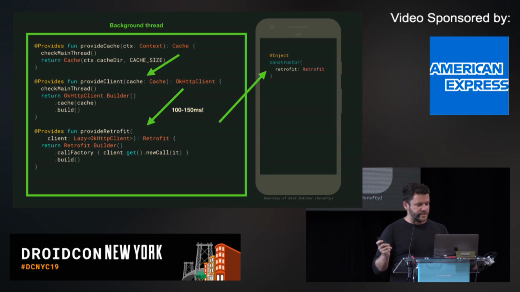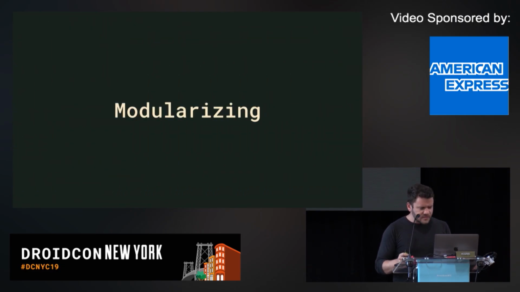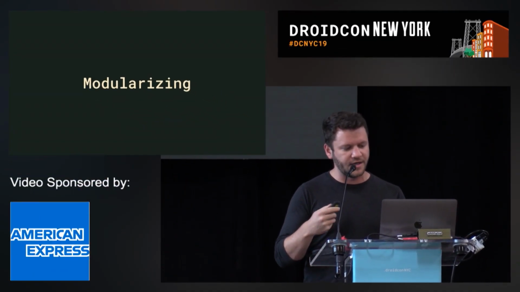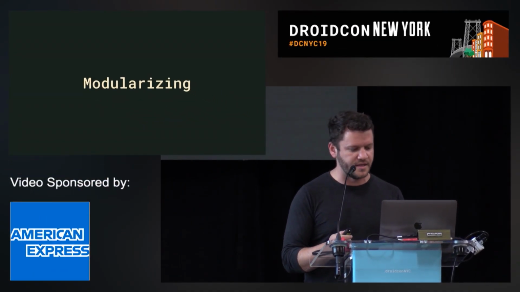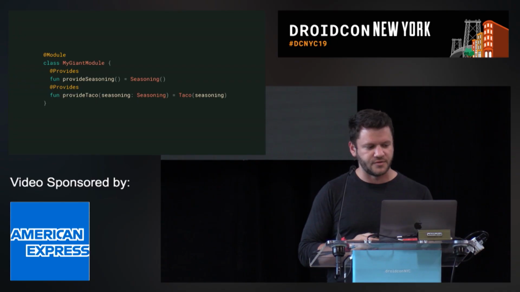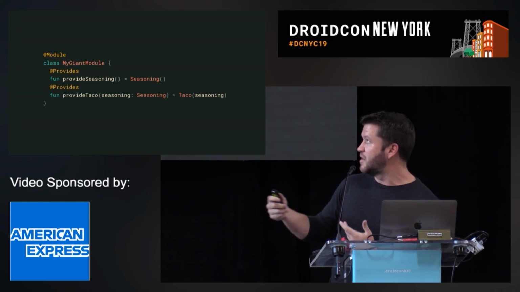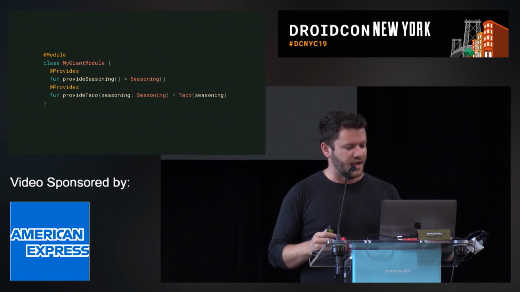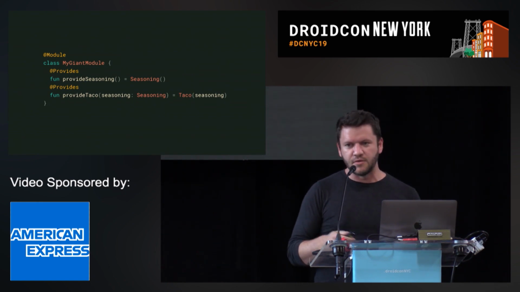So switching gears, let's talk about modularization. So modularization is a great way to decouple dependencies, improve build times. With Dagger, I've got a couple of tips for modularizing easily. First, let's take a look at refactoring. So say I've got this giant module, only 2 here, but imagine that there's like 50. It's full of seasoning and taco provisions.